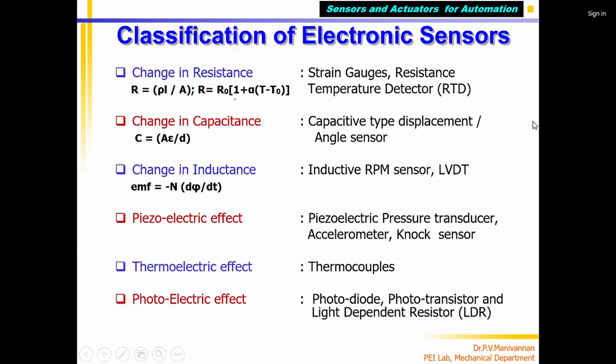The next one is RTD. RTD works using this principle. In this formula, R is the resistance of the RTD, the resistance temperature detector. This sensor can be used for measuring temperature. The strain gauge is used for measuring force, correct? Torque, or it can be pressure also. All these parameters can be measured using a strain gauge. RTD is used for temperature measurement. Temperature can be measured using this one, similar to a thermocouple.